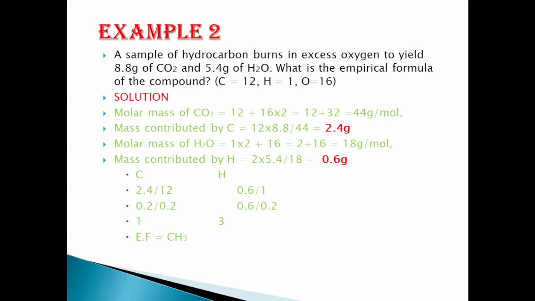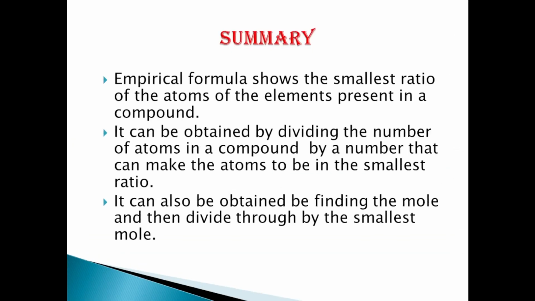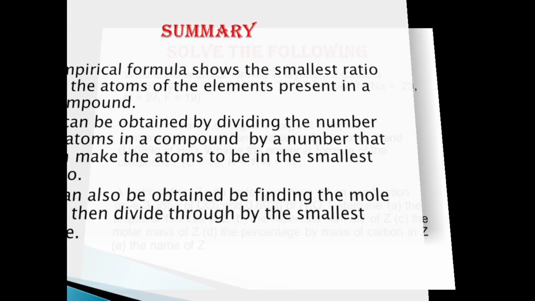Please, if you don't understand, pause it again and listen to what I've explained. In summary, the empirical formula shows the smallest ratio of the atoms present in a compound. How do we obtain it? By dividing the number of atoms in a compound by a particular number that can bring the atoms down to the smallest ratio. And then in a particular question, you can also obtain the empirical formula by finding the moles, then dividing through by the smallest mole. So that is the summary of our discussion.